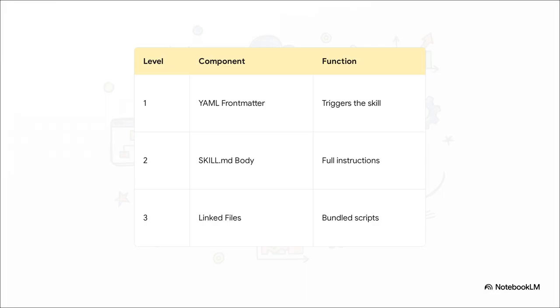Now, the reason these skills don't just completely overwhelm the AI's memory is due to a smart design principle called progressive disclosure. It operates across 3 levels. Level 1 is the YAML front matter. This metadata is loaded into the system prompt, so Claude knows the skill is there to be triggered. Level 2 is the skill.md body. These are the full instructions, but they are only loaded if Claude decides the skill is actually relevant to your current task. And Level 3 contains any linked files, those bundled scripts and docs that can be navigated only as needed. This setup ensures your agent only ever loads the exact amount of context it requires at any given moment, which keeps everything lightning fast and super cost-effective.